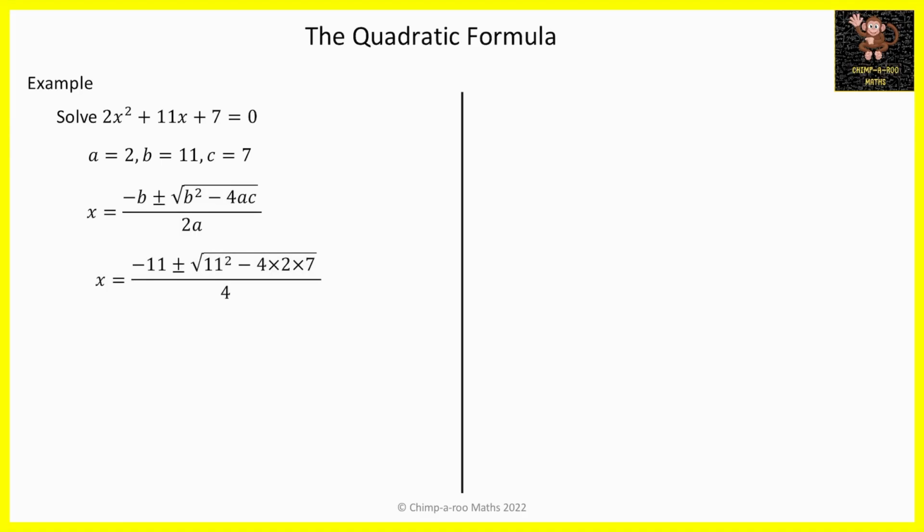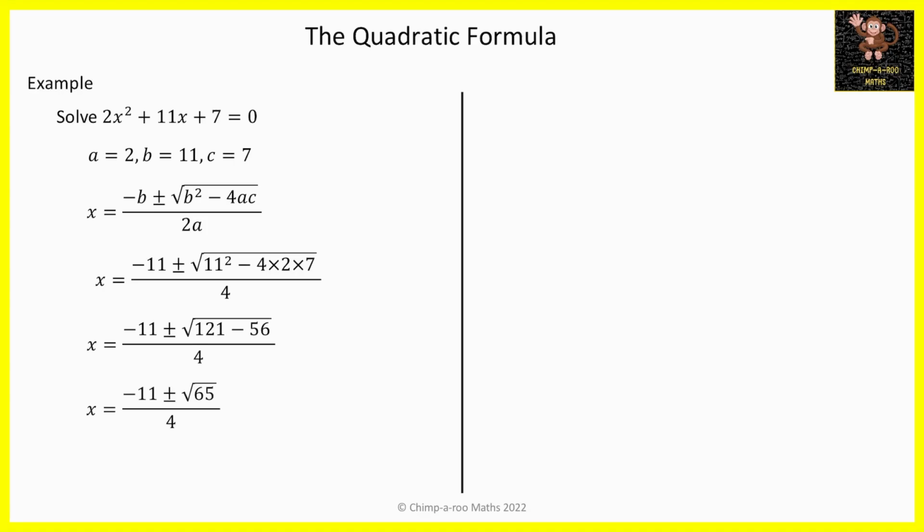So you've got minus 11 plus or minus the square root of 11 squared minus 4 times 2 times 7 all over 4. Simplify the numbers inside the square root. So we've got 121, take away 56, and then work that out. You've got x is minus 11 plus or minus square root of 65 all over 4. Now that is the two solutions in exact form.